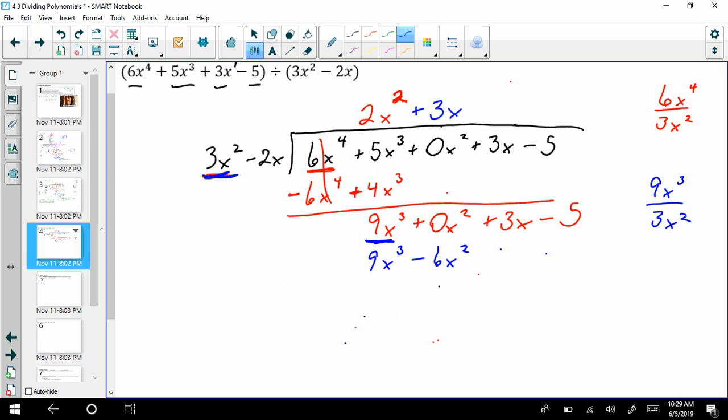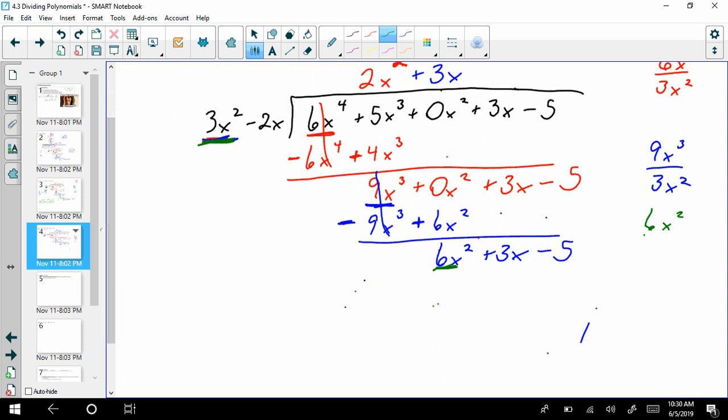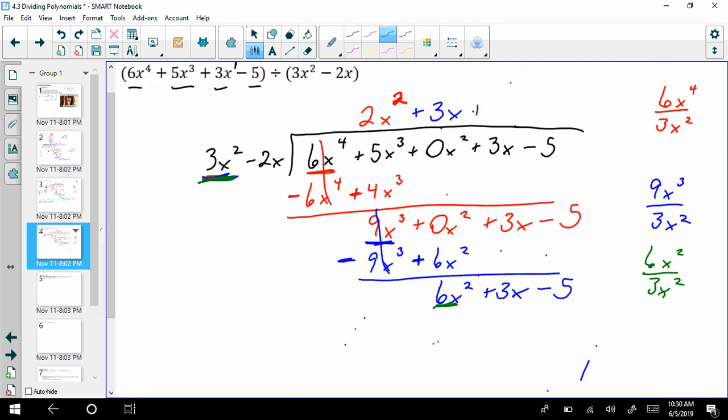Here's why it's helpful to do that 0 placeholder. If I wouldn't have had that 0x squared there, I would have nowhere to line up this negative 6x squared with, and then I could mess up the math. So it's nice to use the placeholder because it helps things line up. Change the signs. So 6x squared plus 3x minus 5, and we're going again. So leading term, 3x squared, leading term, 6x squared. Go ahead and divide them. And I'm left with just 2. Multiply the 2 back through.